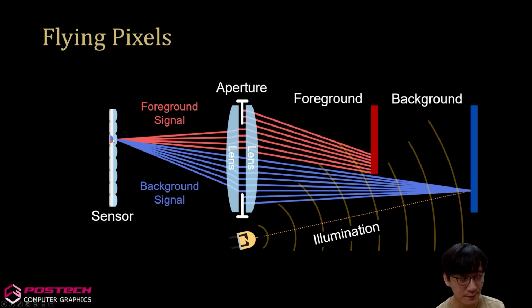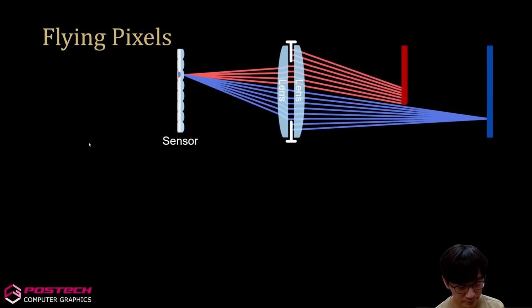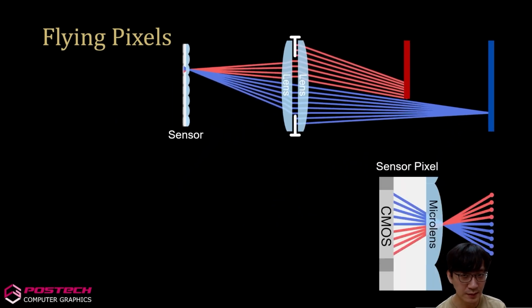And once we have this mixed light reaching a single pixel, we're going to have a problem, which we call flying pixel. Let's understand it in more detail. If we zoom in on the sensor region, we have this red light coming from the foreground and the blue light coming from the background. They're going to be collected by our micro lenses, and at one specific pixel, we're going to record just the energy of these incident photons regardless of their origin, whether coming from the foreground or background. We're just going to collect it and record its intensity value.